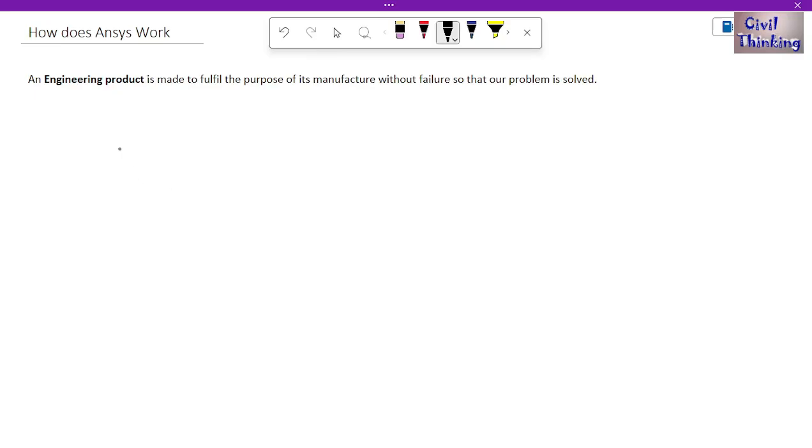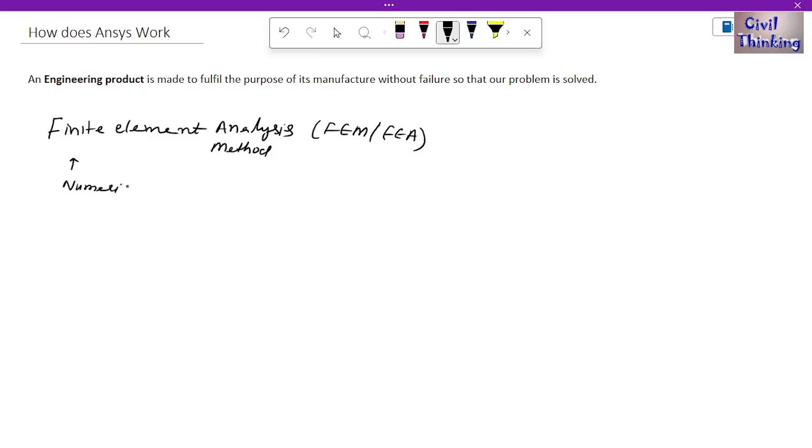Now Ansys basically works on something we call the finite element method or analysis, FEM or FEA. Okay, finite element method or finite element analysis. Ansys works based on this principle, and it is a numerical method.